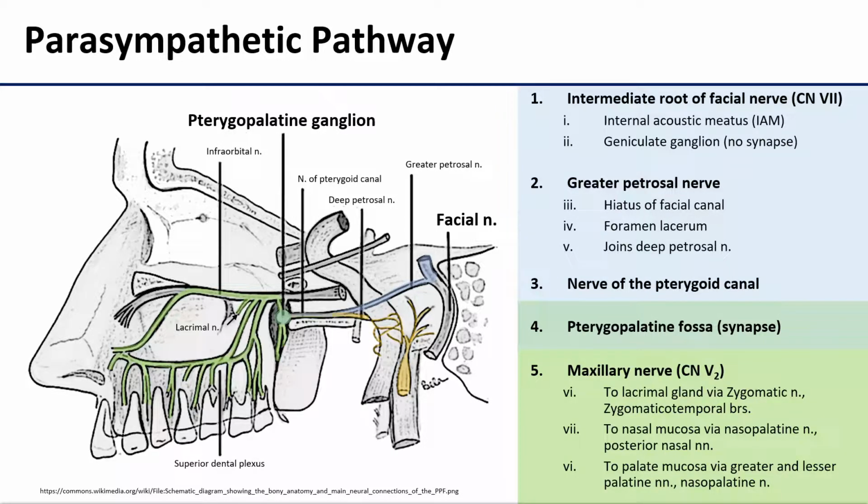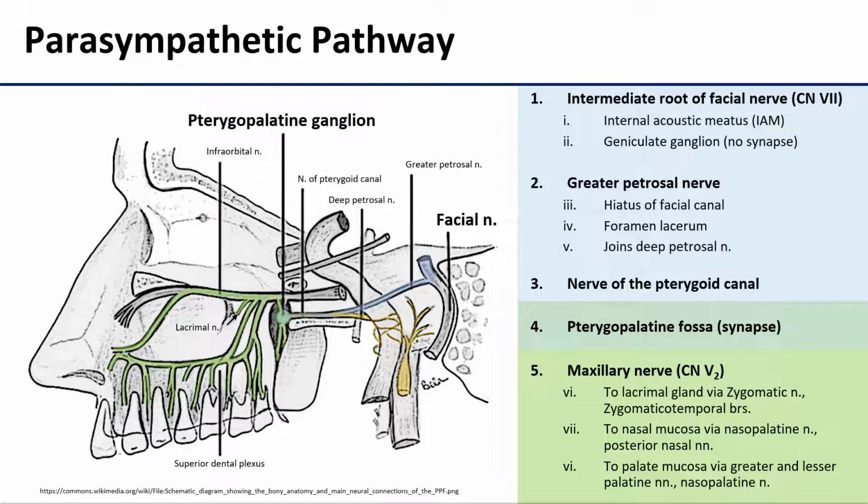The postganglionic parasympathetic neurons will then send out their axons to hitchhike with branches of the maxillary nerve. These are going to carry parasympathetic innervation to the lacrimal gland and to the mucous glands of the nasal cavity, the oral cavity, and parts of the pharynx.